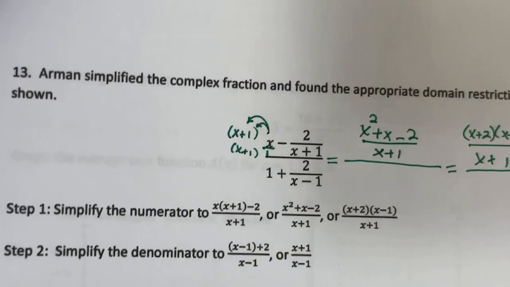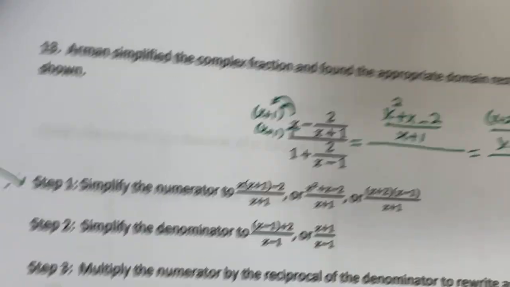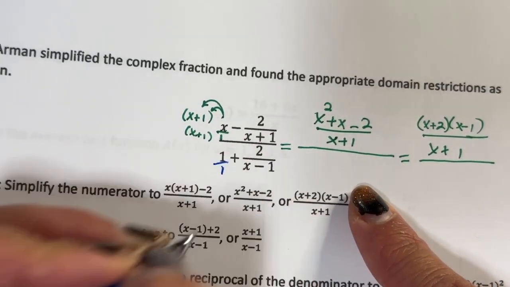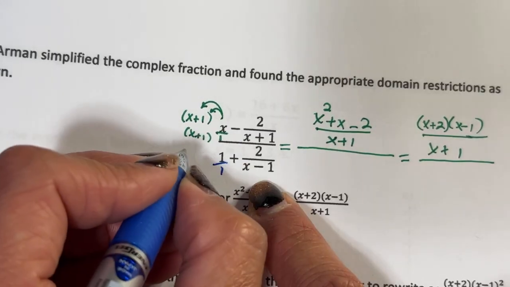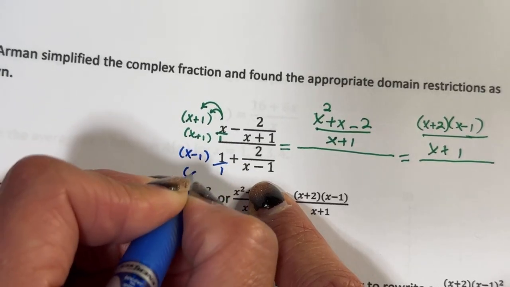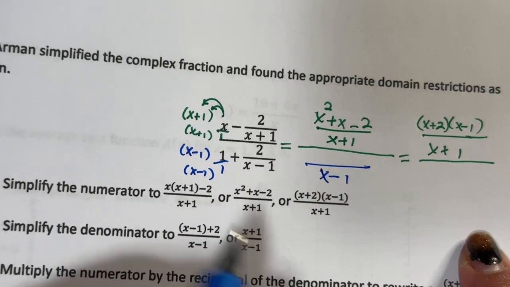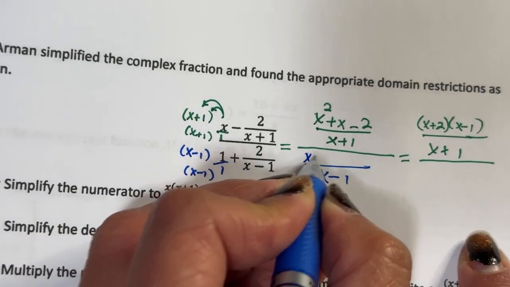He didn't make a mistake in A. Okay. Step 2 is to simplify the denominator. So let's do that now. So put that 1 over 1. It needs an x minus 1 in the denominator. So I have to multiply this one top and bottom by x minus 1. The common denominator is x minus 1. 1 times x minus 1 is just x minus 1.